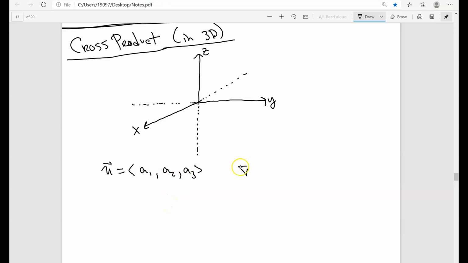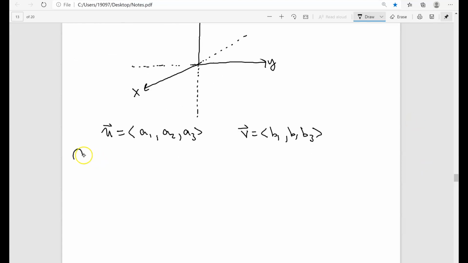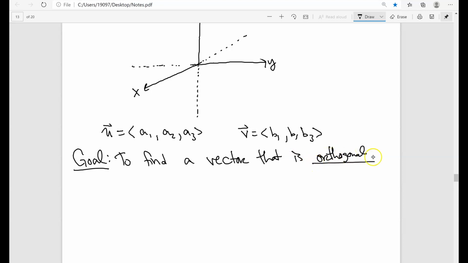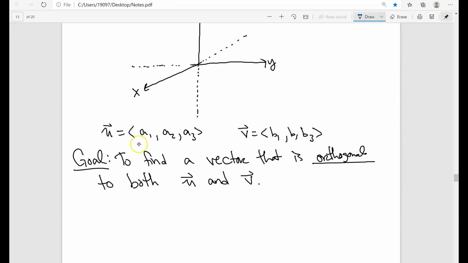Okay, and then you have vector v, and that's going to be, let's say, b1, b2, and then b3. So this also has three components. So basically, the goal of the cross product is to find a vector that is orthogonal to both u and v. That's the whole purpose of the cross product. So you want to find a vector that is orthogonal to both of these vectors.